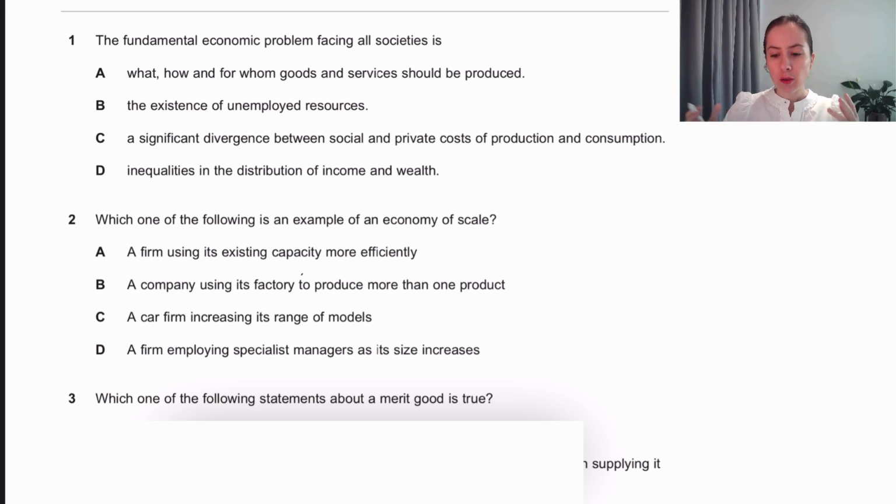So option A, what, for whom and how goods should be produced? Yeah. If you have limited resources, you need to choose really carefully how to allocate them to make people as best off as possible.